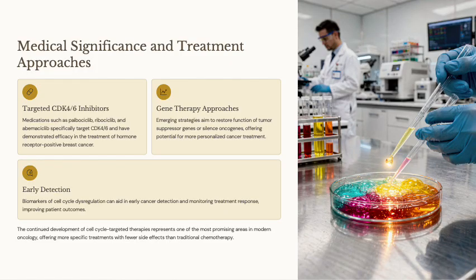is early detection. Biomarkers of cell cycle dysregulation can help identify cancer earlier and monitor response to treatment, improving patient outcomes. The continued development of therapies targeting the cell cycle represents one of the most promising areas in modern oncology.